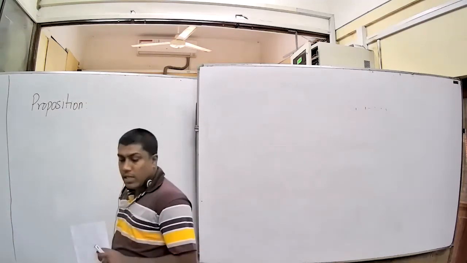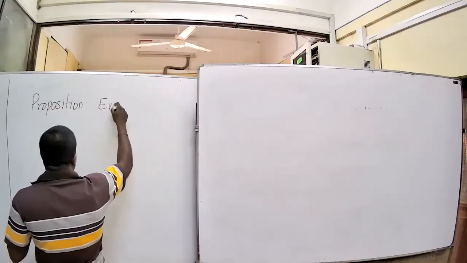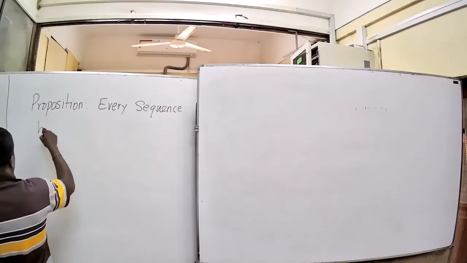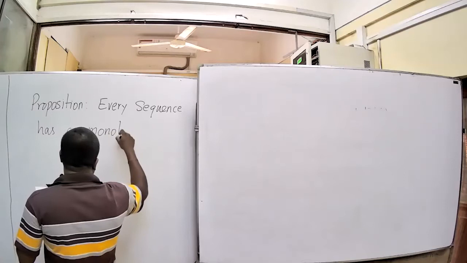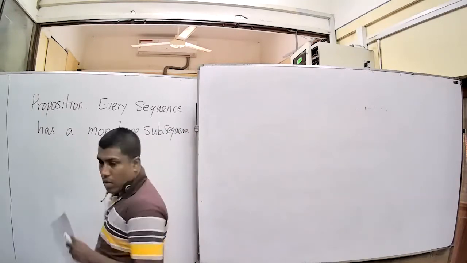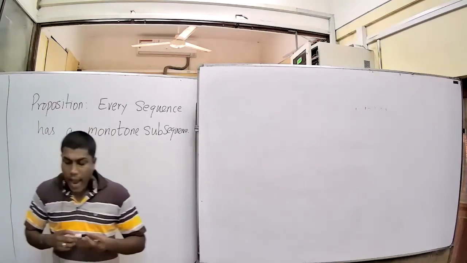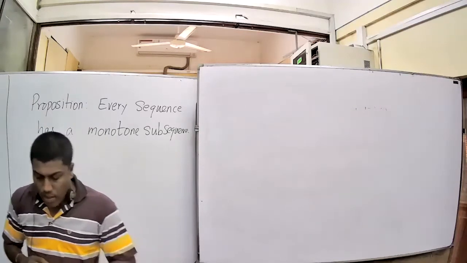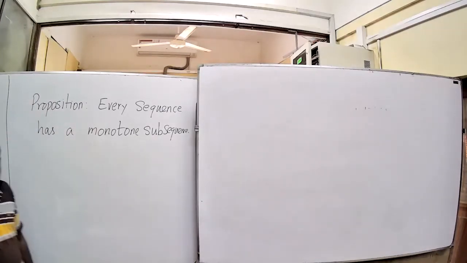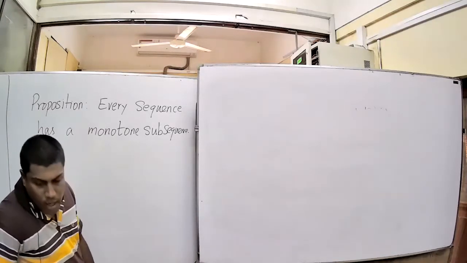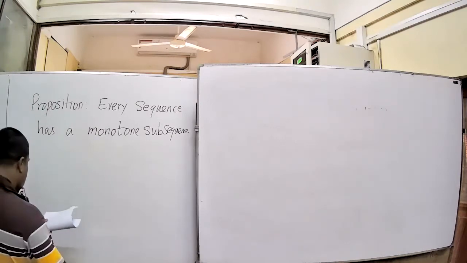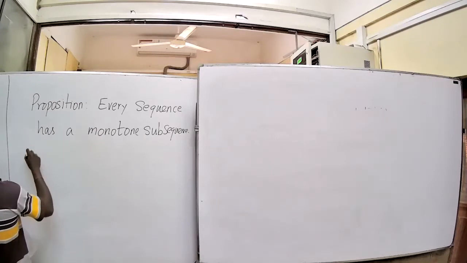So I will do that as a proposition first. Right, so this is the proposition. This says every sequence has a monotone subsequence. So we can always create a monotone subsequence out of a given sequence. We have to prove this, and we prove it by the way we construct the subsequence. So the proof is construction.